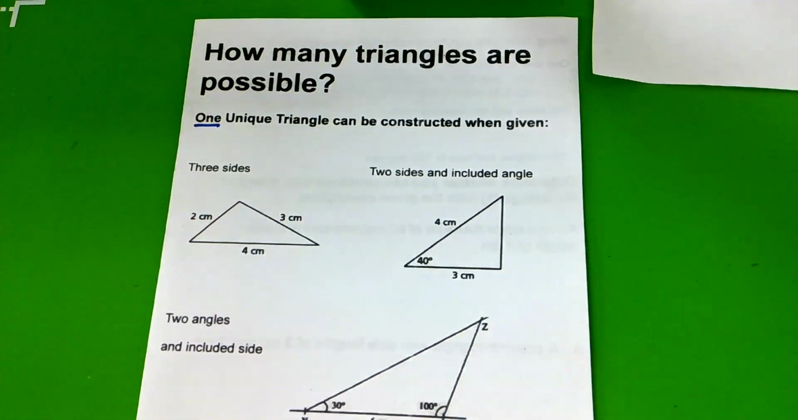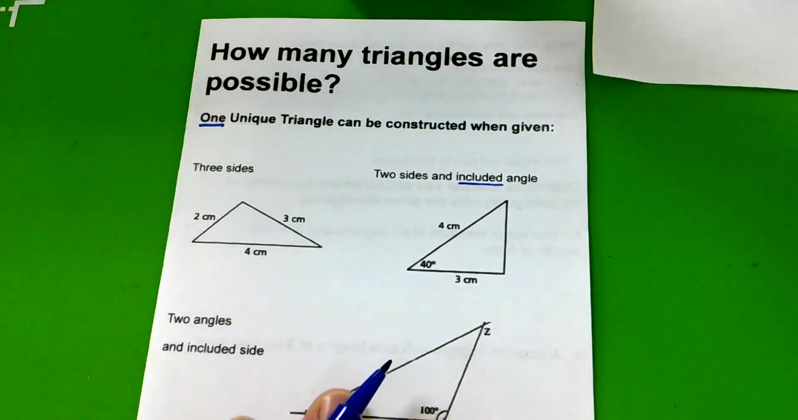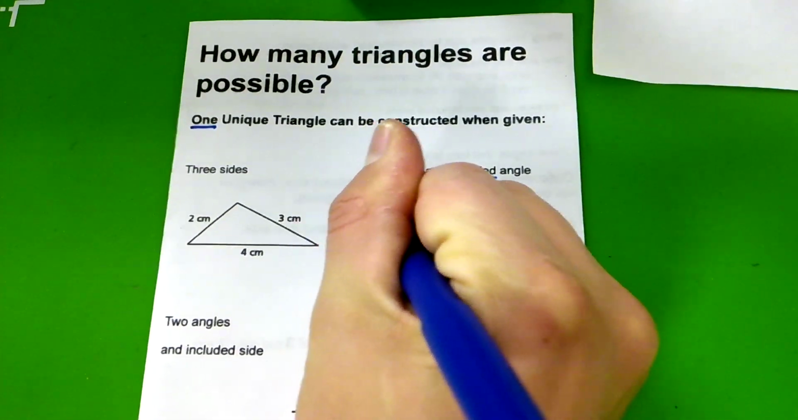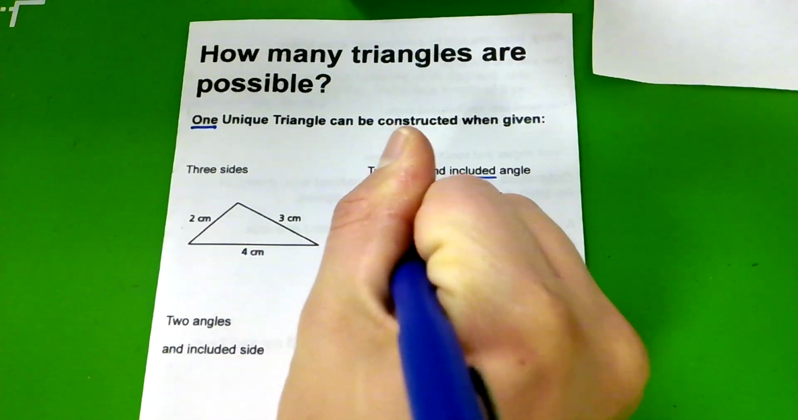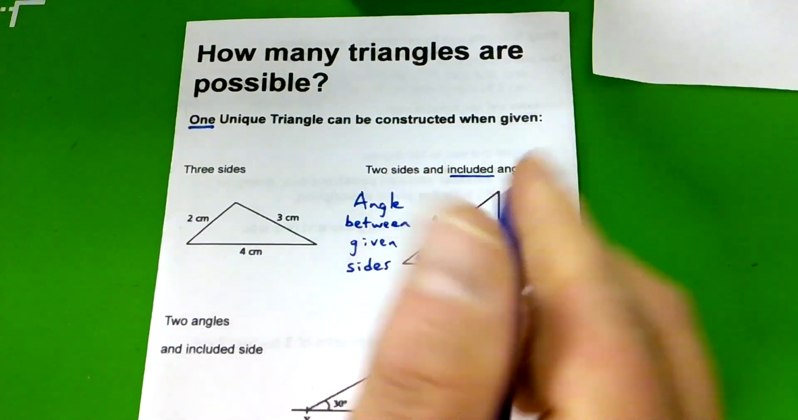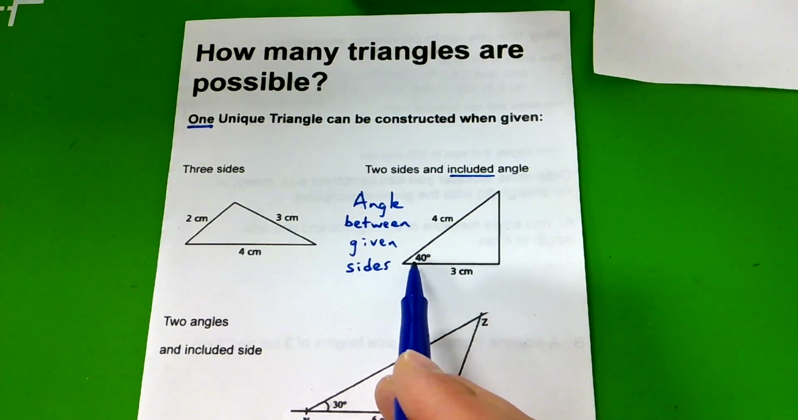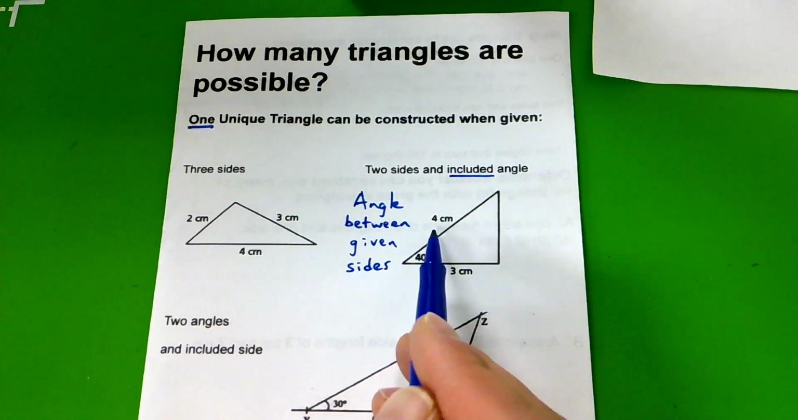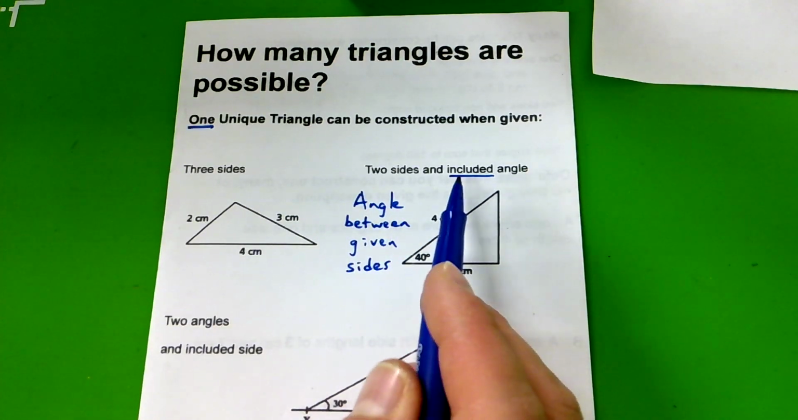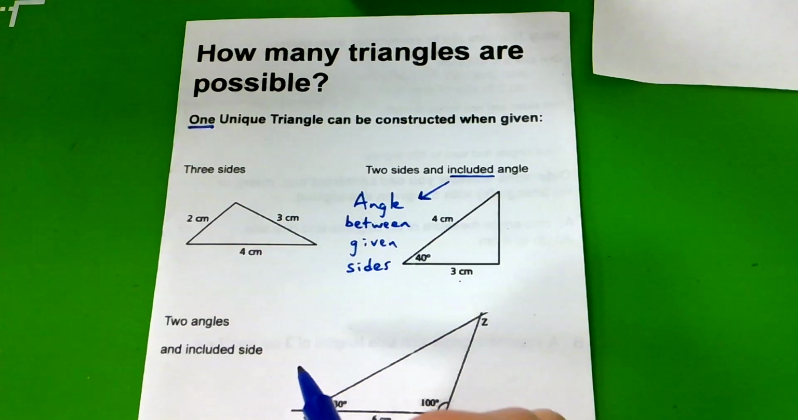Okay, the next one we have is 2 sides and an included angle. I'm going to underline or circle that. You should too. Included means the angle between the given sides. So in this case, the information given to you was 4 centimeters and 3 centimeters. The 40-degree angle is between those sides. See how it's right here, sat in between this side and this side? So that is an included angle. I'm just going to draw here. I will be able to make one unique triangle with this information. Okay?